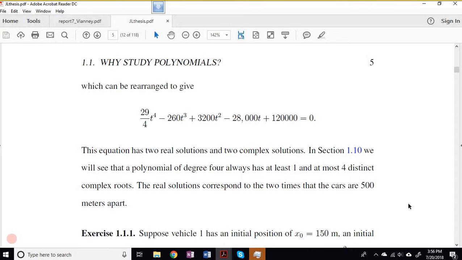Whenever we were looking at the times that the cars were a certain distance apart, I think it was 500 meters apart, we had four routes, but only two of those were real routes. One when they're going towards each other, and then when they've passed each other and they're 500 apart. And then the other two are going to be complex routes, and that will have application later when we talk about extension fields and closure and stuff.